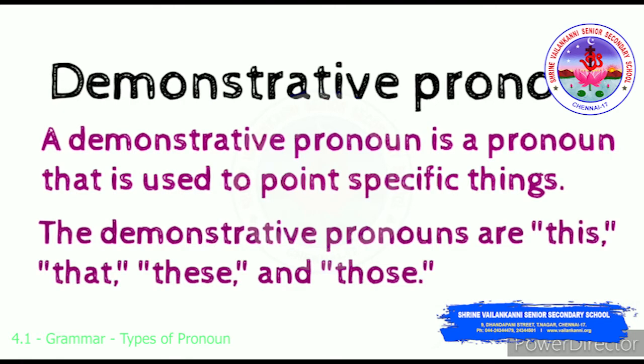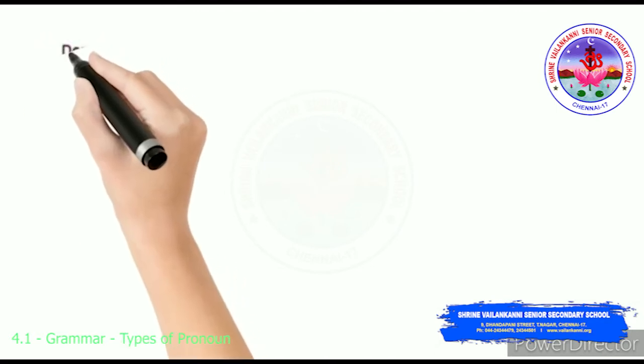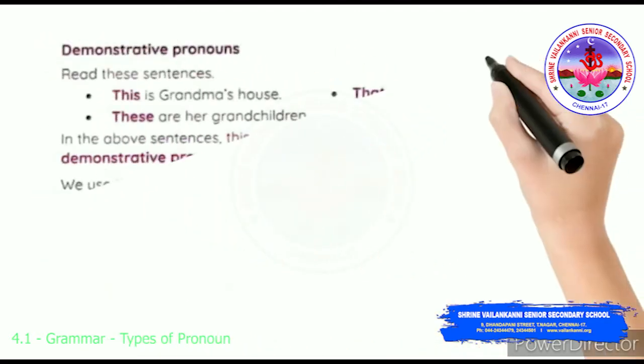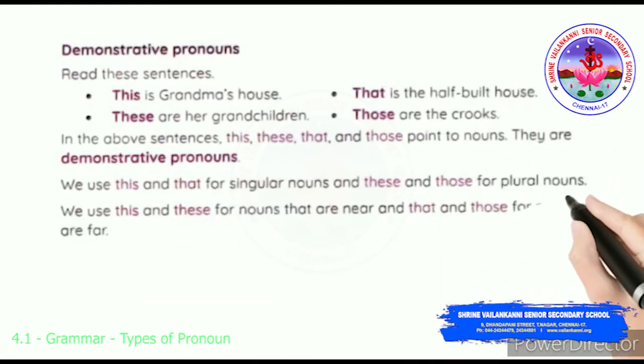Now we will see how to use them in a sentence. Read the sentences. This is grandma's house. That is the half built house. These are her grandchildren. Those are the crooks. You know when to use this and that. For plural and singular, you have to change it according to the sense of the sentence.